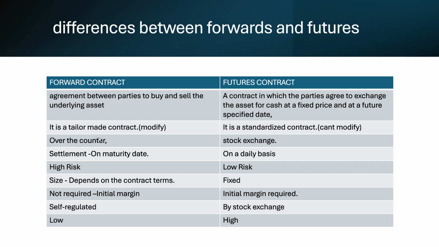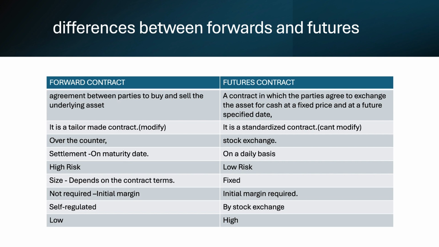and accordingly we need to buy or sell. Correct? So a forward contract happens over the counter, but a futures contract happens on the stock exchange. A forward contract settles on the maturity date, but here you can settle on an intraday basis. In futures we can do intraday trading, and a forward contract is high risk. Why high risk? Even if the price goes up heavily, you will be at a loss. Even if it goes heavily down, then too you may feel it is very good.